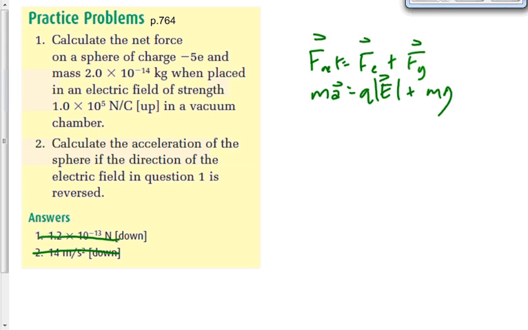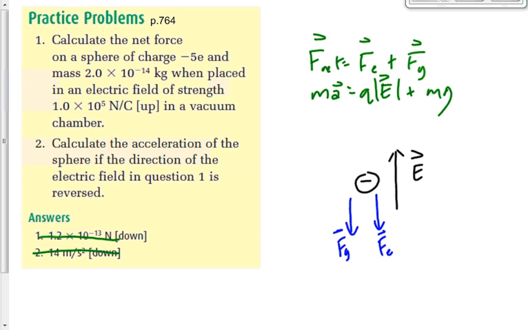Number 1 says calculate the net force on a sphere that is negative. There's an electric field upward. Let's find the net force. Well, there's a force of gravity acting downwards. Which way is the electric force acting? Downwards. When they did this answer key, they assumed the electric force was upwards. Force is not upwards. The field is upward. If you made the electric force positive and the gravitational force negative, you got that answer. But that's wrong. We need to make them both negative.